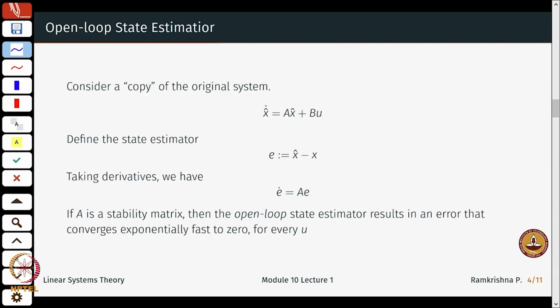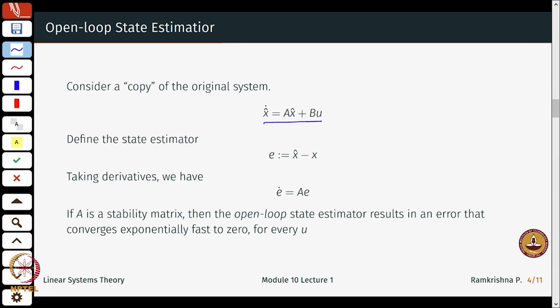Okay, so what do I do to get an estimate of how the states look like? We start with what is called an open loop state estimator, and to construct this state estimator I start with what I call a copy of the original system with some new states. Let me call this x bar.